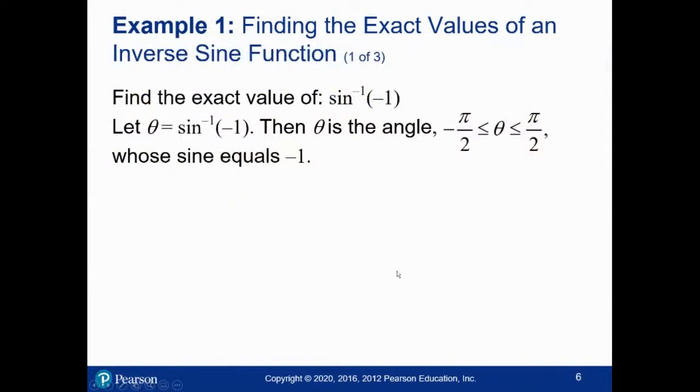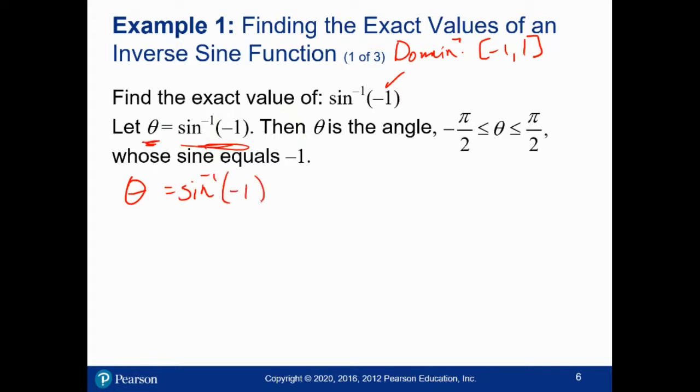Okay. So for example, find the exact value of arc sine of -1. So ask yourself, what was the domain? The domain of the arcsine function was from -1 to 1, so this is in the domain. Okay, so it's a reasonable question to ask. Arcsine of -1, what it really means is theta is an angle whose sine is -1. That's what you should really think when you see this.